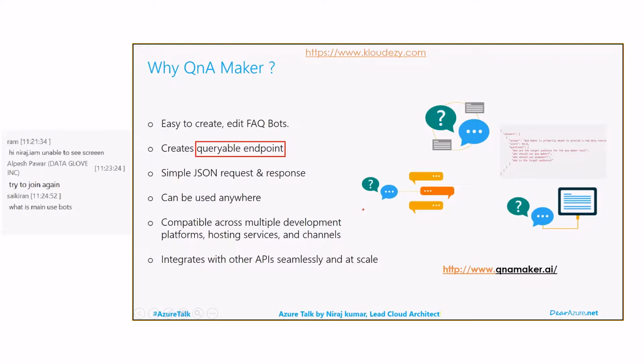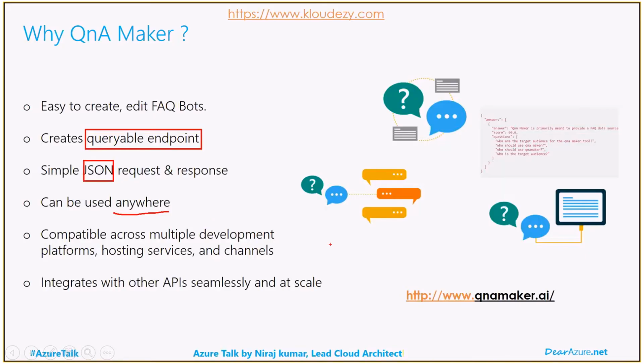The communication happens in simple JSON, which is very lightweight, easy to format, easy to read, easy to learn, easy to program. We can use it anywhere. Once the knowledge base is ready, we get a RESTful endpoint. We can use this endpoint in our mobile application, our web application, or any framework which accepts RESTful APIs. We can integrate this RESTful URL with that particular application.